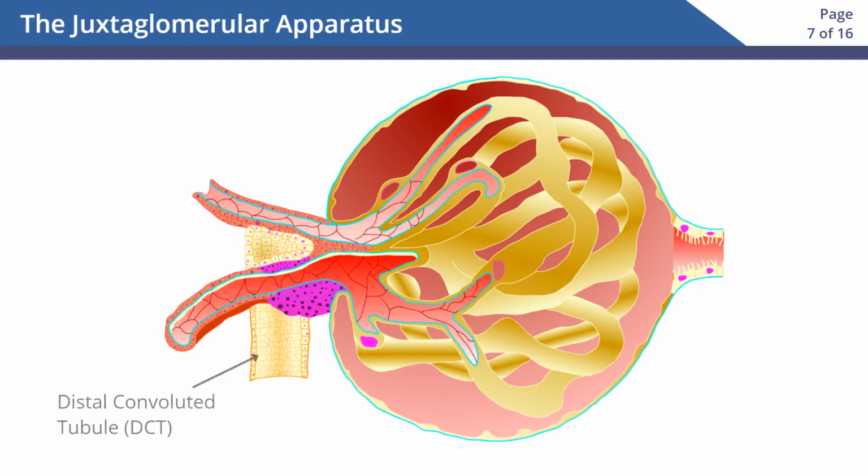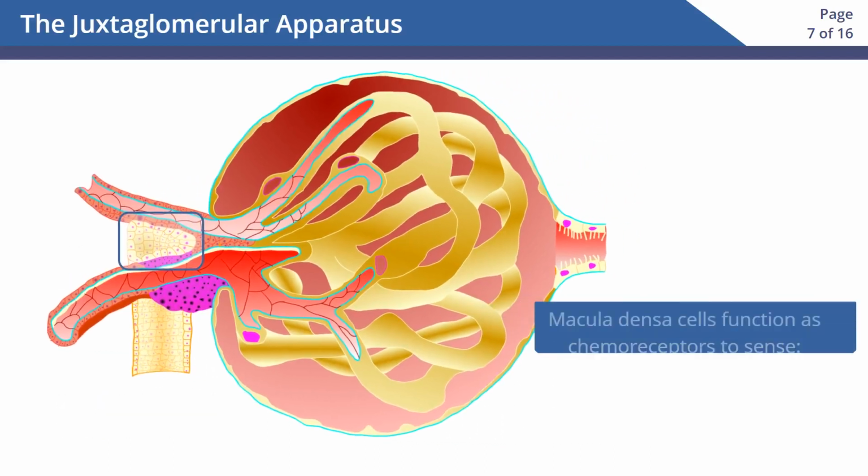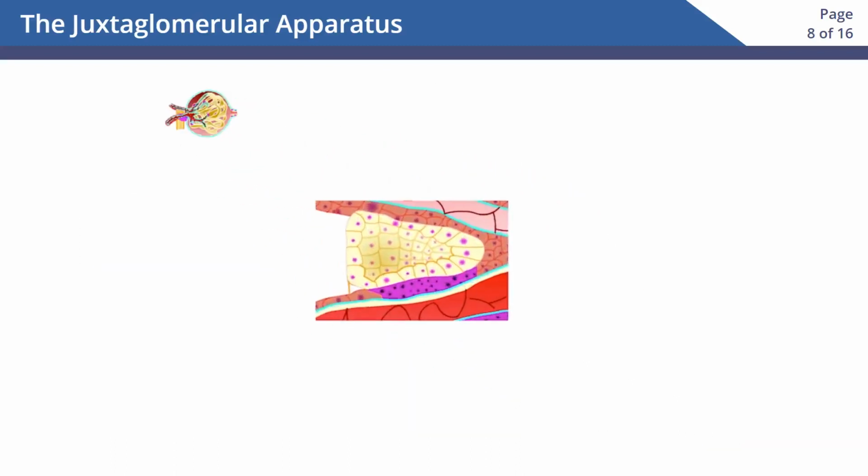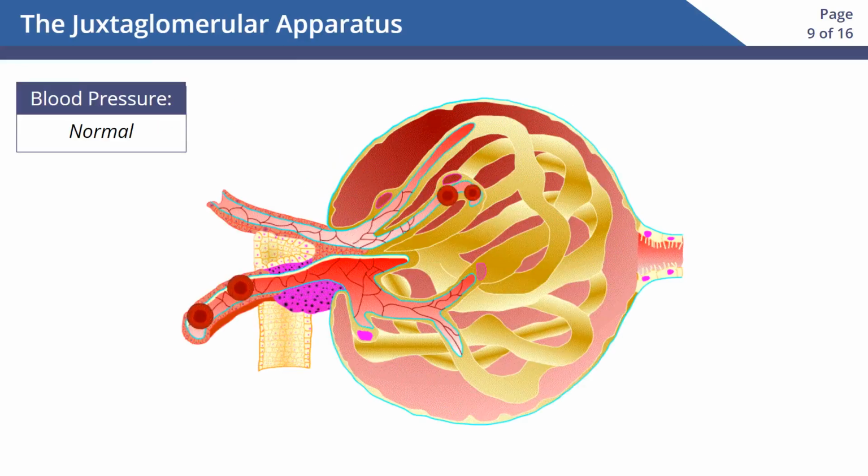The specialized cells of the DCT at the point of contact with the afferent arteriole are the macula densa cells. These cells function as chemoreceptors to sense changes in the solute concentration and flow rate of the filtrate. Here's a close-up of the macula densa cells. Now, let's examine the functions of these cells using specific examples.